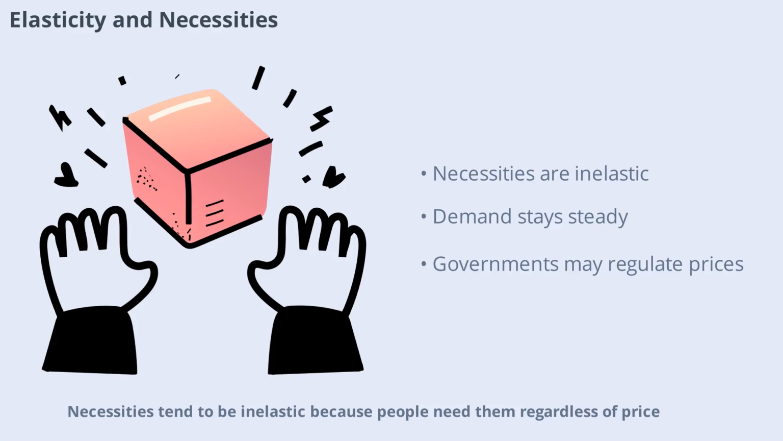Necessities tend to be inelastic because people need them regardless of price. For example, basic food items or essential medicines are things people can't easily do without. Even if prices rise, demand doesn't fall much. This is why governments often regulate prices or provide subsidies for these goods.